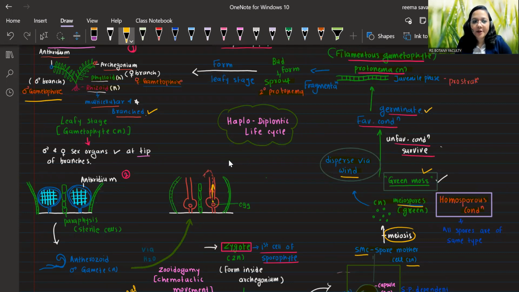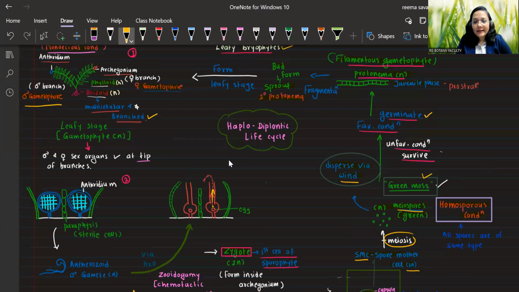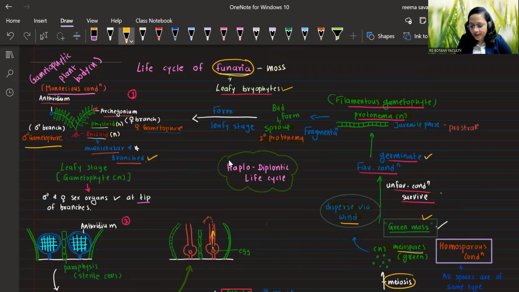What is that haploid plant body? The gametophyte. But in the starting phase, this spore will form a juvenile plant body that is known as protonema. So protonema is a filamentous gametophyte, and it is which stage? It is the juvenile stage. So it is prostrate and goes horizontally on the soil surface, and it will multiply by fragmentation. It will form a secondary bud, sprout and form secondary protonema. And from this secondary protonema, again, which stage will be formed?